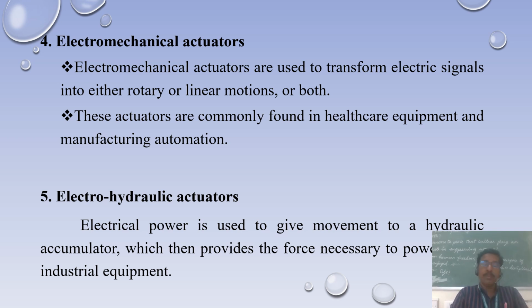Electromechanical actuators are like hybrid actuators. They are used to transform electric signals into either rotary or linear motions or both. These actuators are commonly found in healthcare equipment and manufacturing automation. The fifth one is electro-hydraulic actuators, which work with the electrical as well as the liquid. The hydraulic part is used to give movement to a hydraulic accumulator, which then provides the force necessary to power industrial equipment, like generating power, solar, etc. These electro-hydraulic actuators are used.